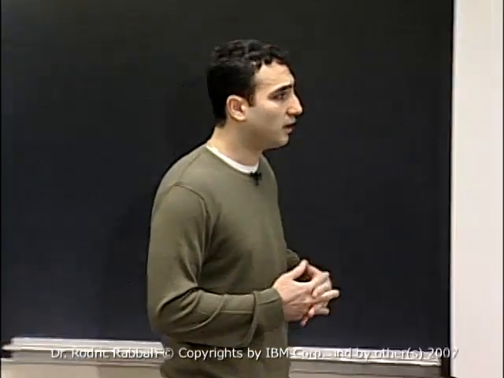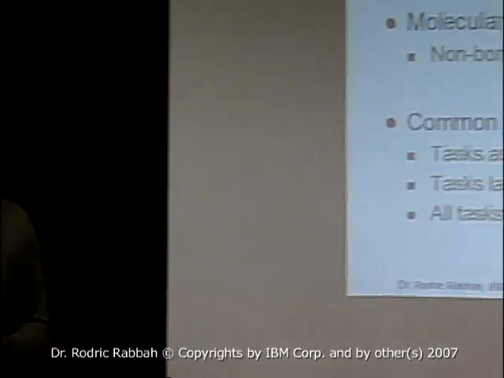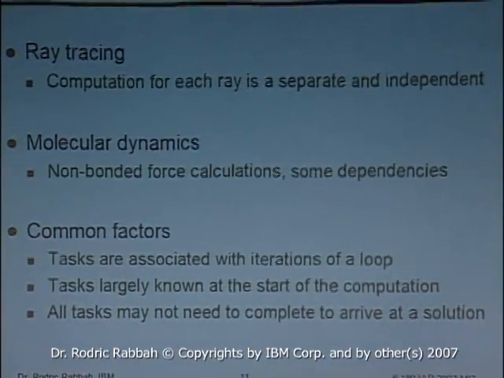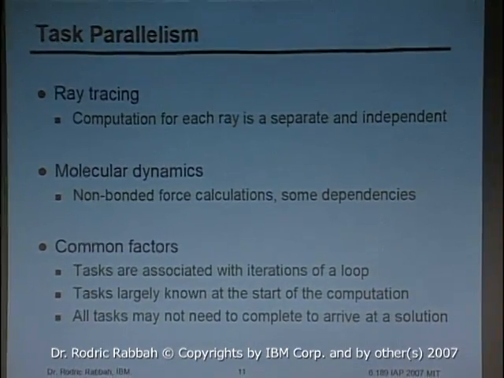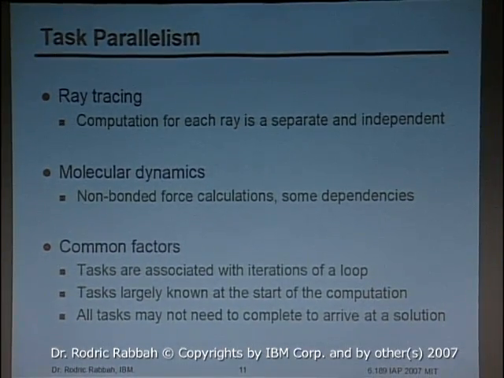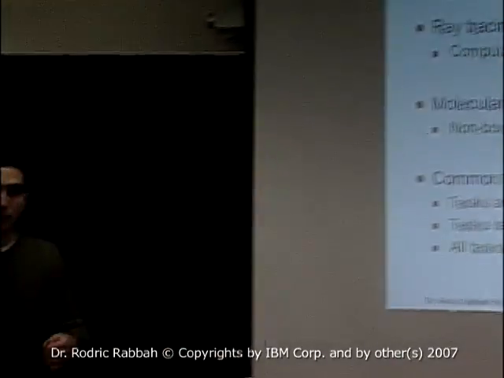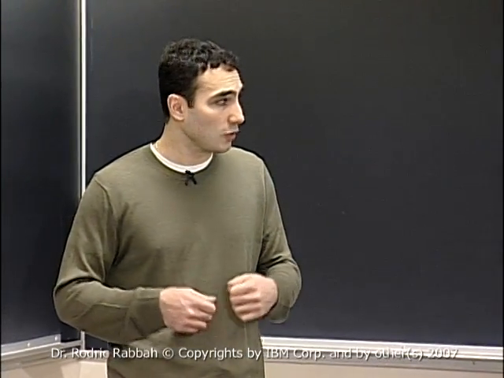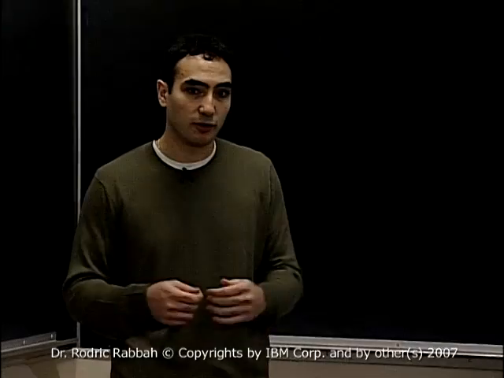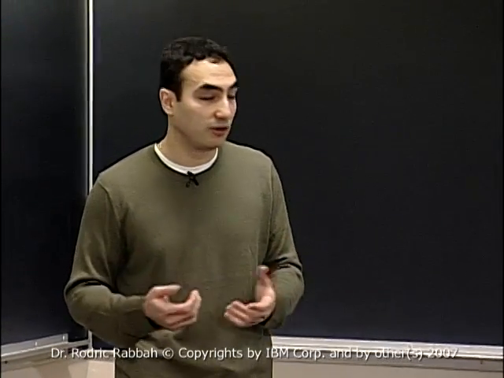So the common factors here are that your tasks are associated with iterations of a loop, and each processor can do a different iteration of the loop. Often you know what the tasks are before you actually start your computation, although in some cases, like in ray tracing, you might generate more and more threads as you go along, because as the ray is shooting off, you're calculating new reflections, and that creates extra work. But largely, you have these independent tasks that you can encapsulate in threads, and you run them.